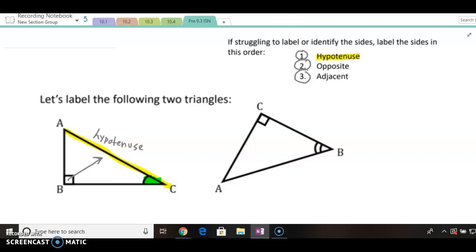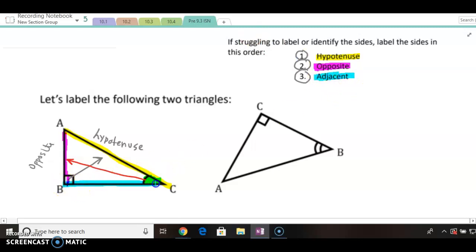Now I want opposite, and when I say opposite, I mean opposite of our reference angle. So I'm going to highlight that one purple. This is opposite. So side AB is opposite. And now the only one that's left over is our adjacent, so that's down here. And I'm going to go ahead and label this adjacent.